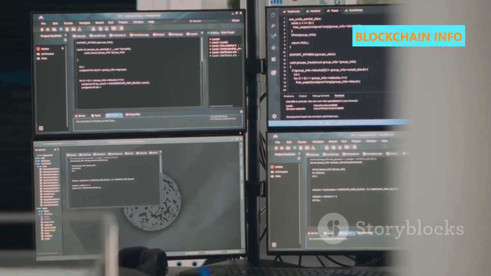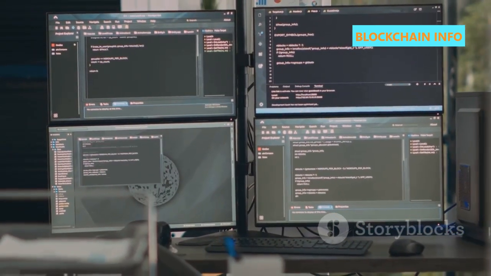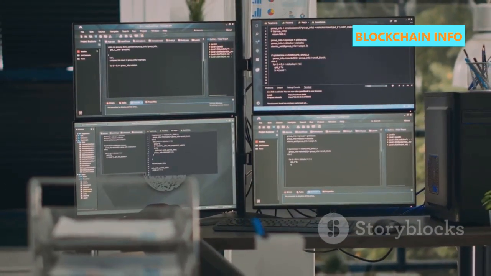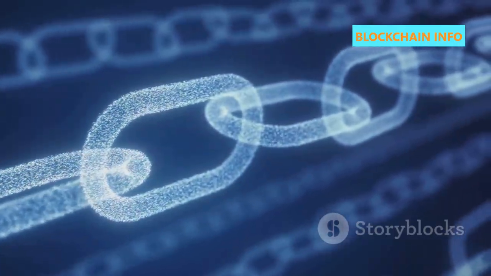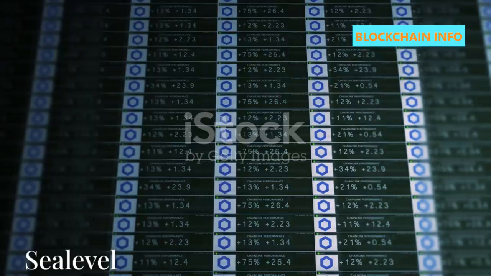Instead of using the EVM bytecode, the SVM compiles smart contract code written in languages like Rust, C, and C++ into something called BPF, or Berkeley Packet Filter bytecode. This bytecode is highly optimized for speed, allowing Solana to process transactions much faster.